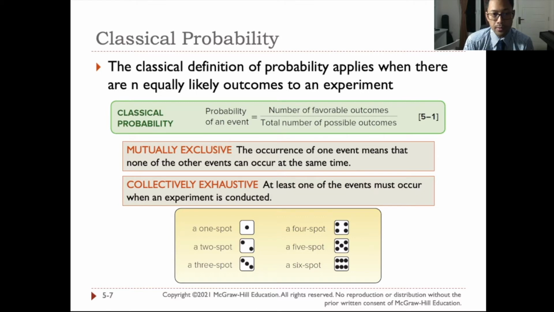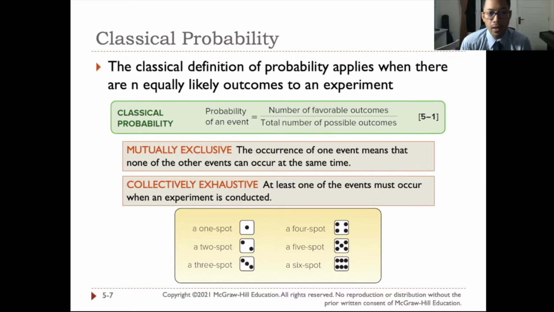The first one is mutually exclusive. The occurrence of one event means that none of the other events can occur at the same time. On the other hand, collectively exhaustive means that at least one of the events must occur when an experiment is conducted.